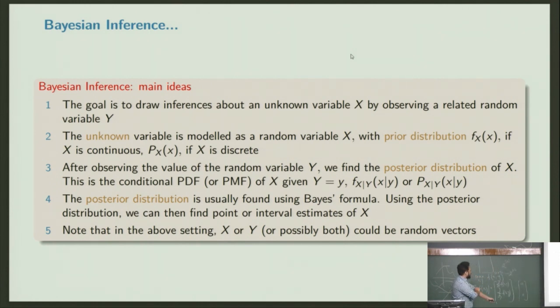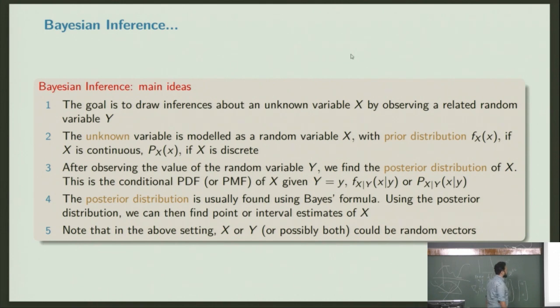The whole idea of Bayesian inference is to draw inferences about an unknown variable x by observing a related random variable y. The unknown variable is modeled as a random variable x with a prior. This is the important part. Now you are given a prior distribution, and you are going to cheat a little bit. You will use this prior distribution and find an even better estimate compared to classical inference, which does not use any prior distribution. So after observing the value of the random variable y, we want to find the posterior distribution.